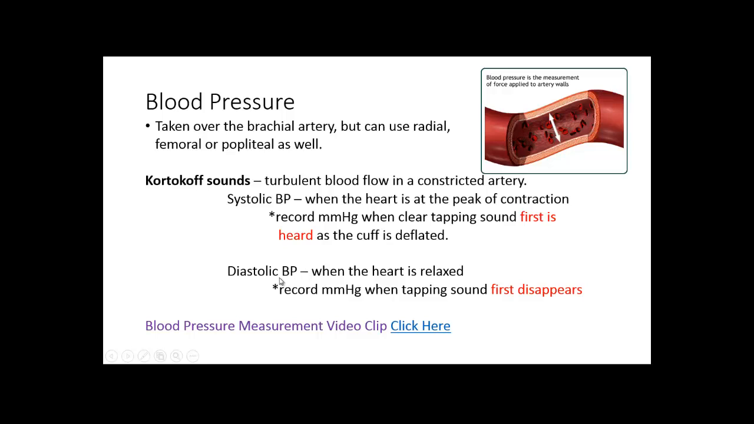So here's a video clip that is an overview of collecting a blood pressure. And then in the next slide, we'll actually go to an animation where we collect the blood pressure, and you can listen for the tapping sounds that are heard through the stethoscope.